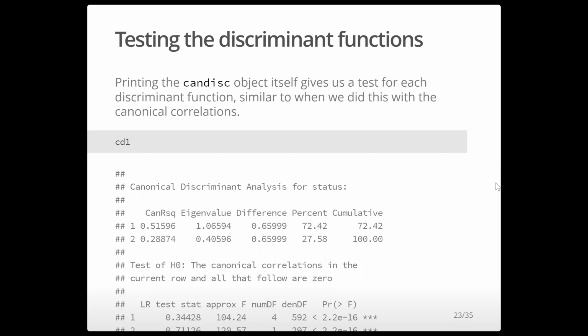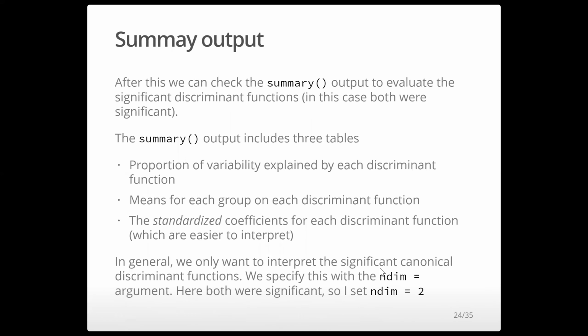If we print the candisc object, it's going to give us a test for each discriminant function. It's slightly cut off here at the bottom, but you can see that we have a significant result for both discriminant functions, based on our likelihood ratio test statistic, which is going to be the Wilks lambda, and the test that we described before. We can also check the summary output to evaluate some features of the significant discriminant functions. We'll usually focus on the significant ones.